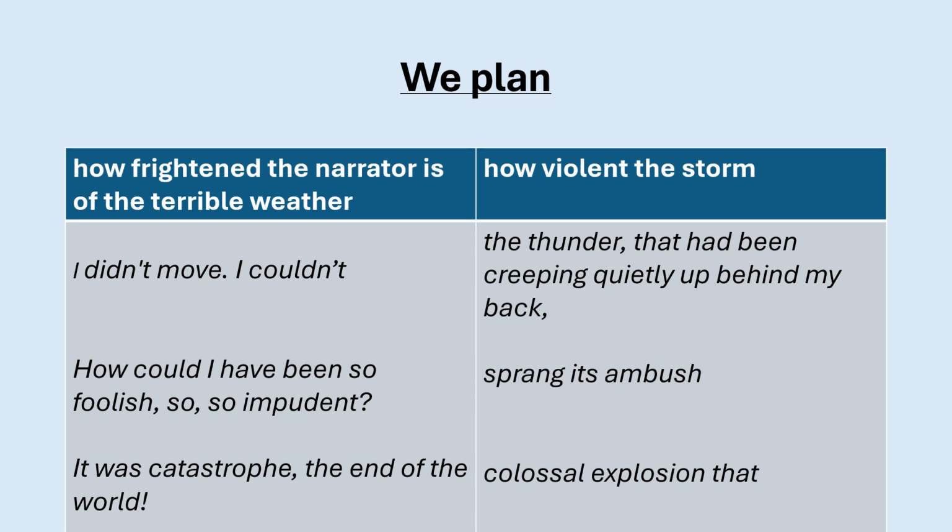For the violent storm, I put "the thunder that had been creeping up quietly behind my back." Lovely bit of personification there. And I think the word creeping as well, this idea of the thunder being almost like an adversary, almost like a villain going against her, is really wonderful. I've got "sprang its ambush." Again, notice the personification of the storm there. And sprang its ambush. An ambush is an attack.